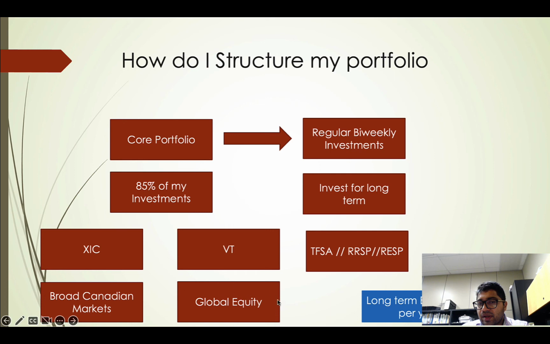VT is the global equity fund. So 85% of my whole portfolio is in 2 ETFs, a stock portfolio of broad Canadian markets and global. The objective of the core portfolio is to bring stability and long-term growth, right? So irrespective of whether the market is going up or going down, I keep on investing, and I invest bi-weekly.